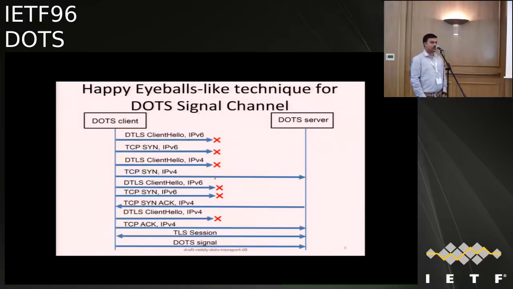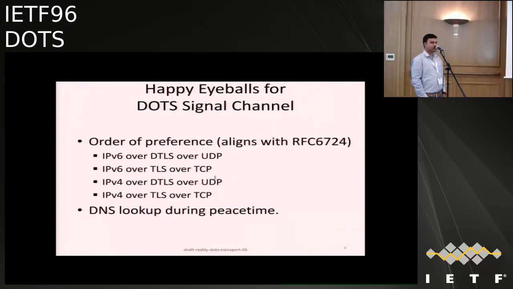Not much changes to the Happy Eyeballs mechanism. So for the DOTS signal, it's going to run over both V4 and V6 and both over UDP and TCP. IPv6 has a slight head start over V4, and UDP is given high precedence over TCP by default. Next slide. So we are following the recommendation given in RFC 6724, so this is the order of priority in which the session establishment with the DOTS server would be tried, with V6 over UDP followed by TCP, and then V4 over UDP followed by TCP. And then DNS lookup has been changed to be done only during peacetime.